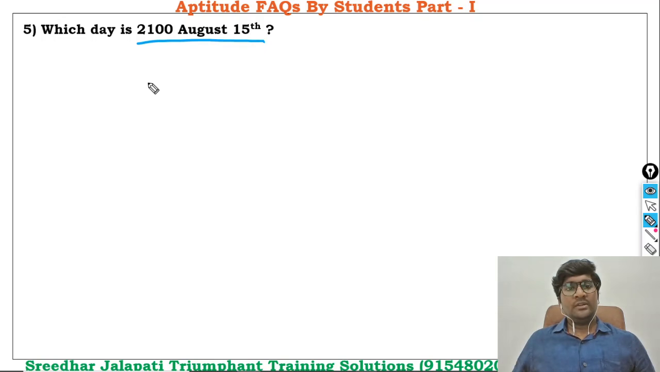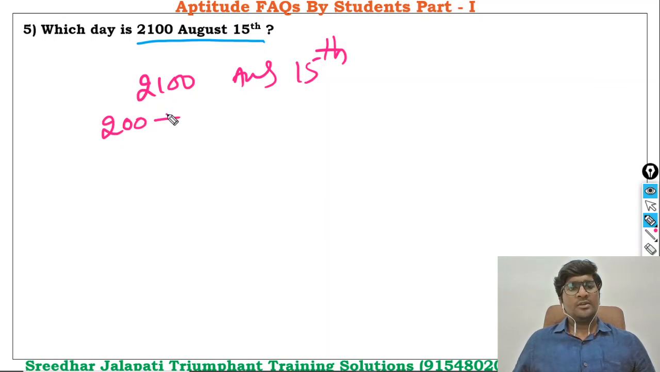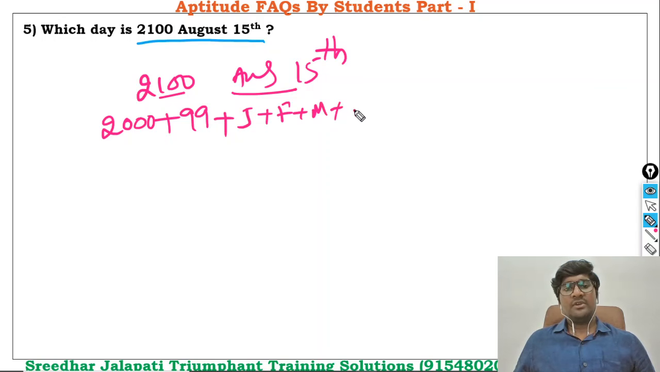You are asked to find 2100 August 15th. Now, if you want to answer this question without reference, normally 2100 August 15th we write it as 2000 completed plus 99 completed years, because 2100 is going on, it's not over. So plus 99, and to get August you need to complete January, February, March, April, May, June, July, and you want the 15th day of August.